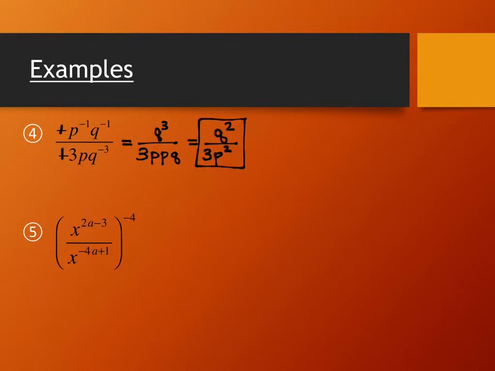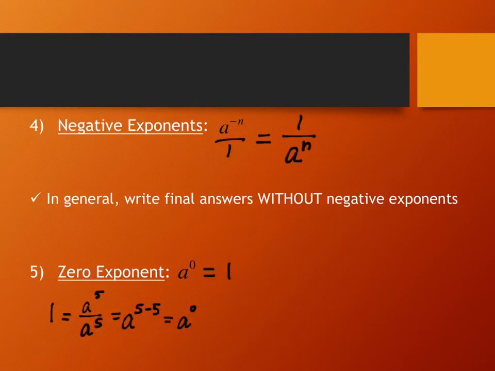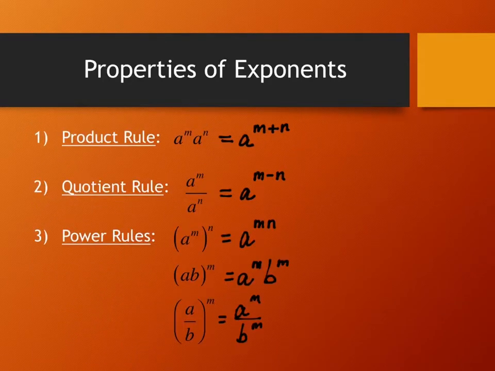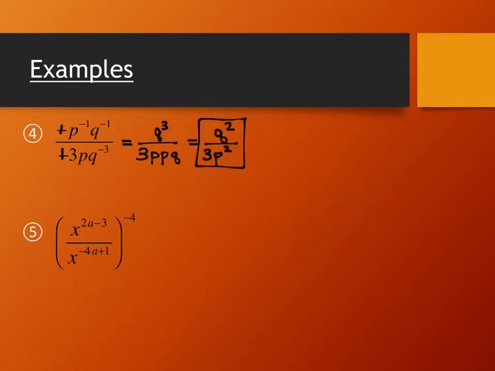So I've got a fraction, right? I've got a numerator and denominator, so this is the quotient rule. Back over here, number 2. So it'll be the top exponent minus the bottom exponent exactly. So we have the same base, it's x. And we have our top exponent, which was 2a minus 3, minus the bottom exponent, which is -4a plus 1.